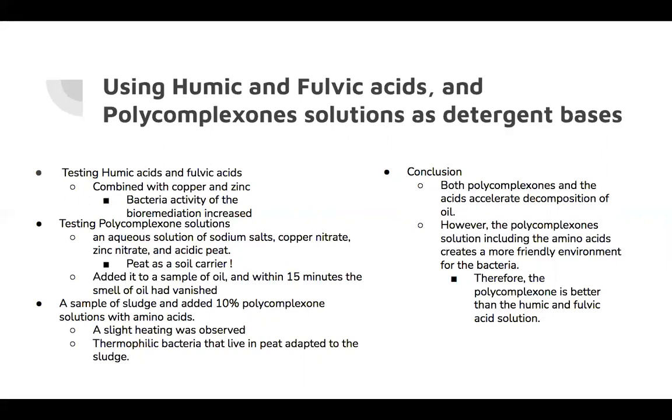They took a sample of sludge and added 10% of the solution, but this time they put amino acids along with it. And there was a slight heating that was observed, and thermophilic bacteria that lived in the peat adapted to the sludge, so it made for a better environment for that bacteria.